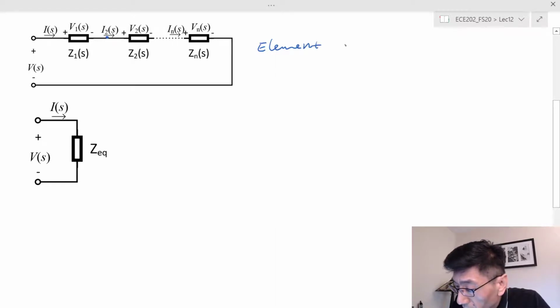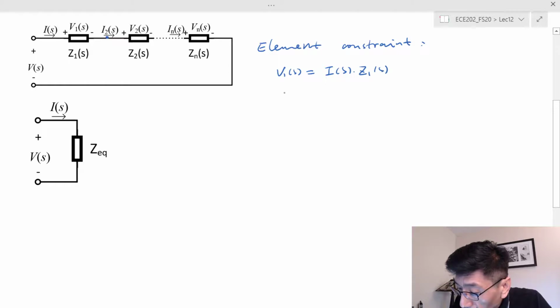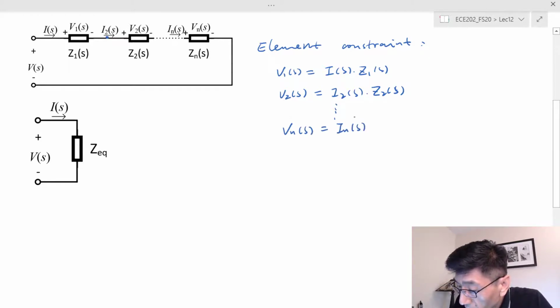So, element constraint: if they are following the passive sign convention, we won't have any negative sign, right? In this case, we have V sub 1s equals I sub s times Z sub 1s, and I can write this for the second one here. Similarly, V sub 2s equals I sub 2s times Z sub 2s, and I can do this for all the elements until the nth element: V sub ns equals I sub ns times Z sub ns.